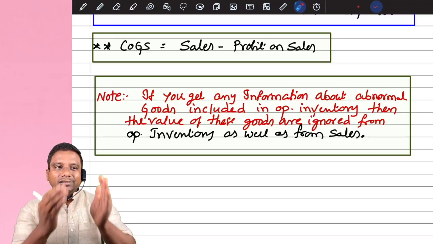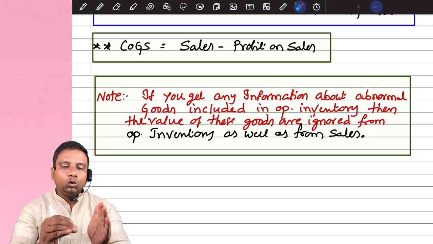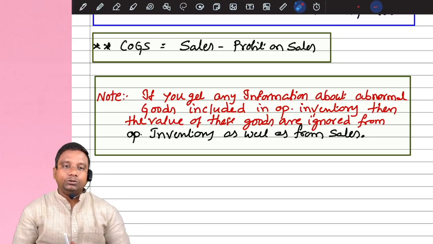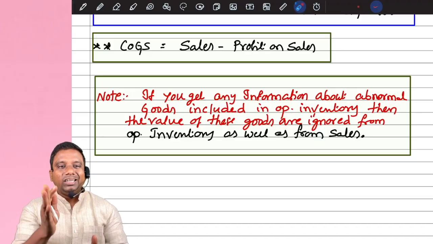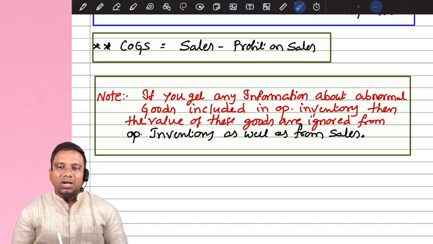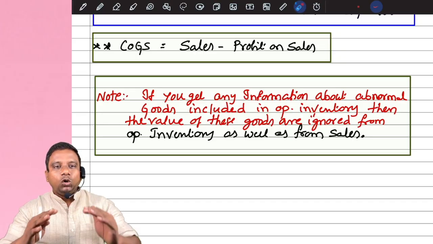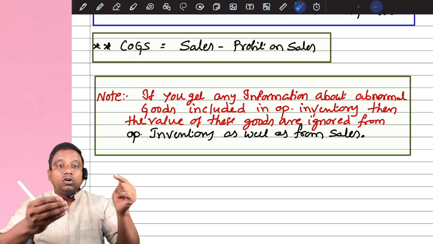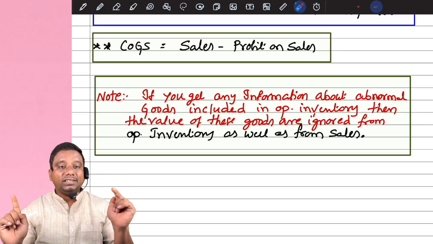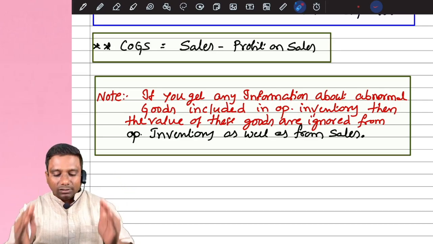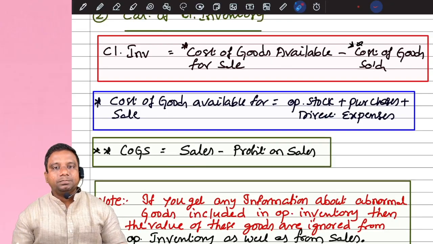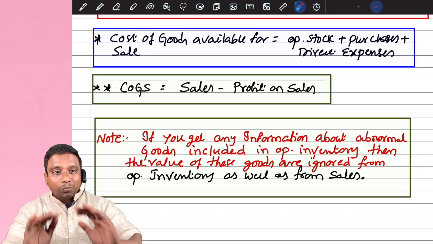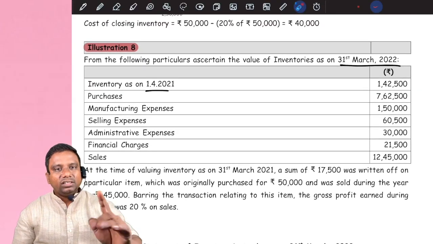In that case, the sales information includes normal sale of goods plus abnormal sale of goods. What we do is ignore the abnormal sales. Ultimately, we are ignoring abnormal goods cost from opening inventory and abnormal goods sales value from sales. The remaining problem is the same. This is a very important point. You can apply this knowledge to illustration 8.